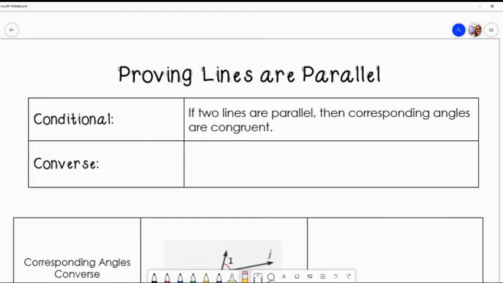Okay, today we're talking about how to prove lines are parallel. And this is going to be nice and easy. It's just going to be the converse of the relationships that we knew were true if we knew the lines were parallel. So let's take a look at what we mean by that.